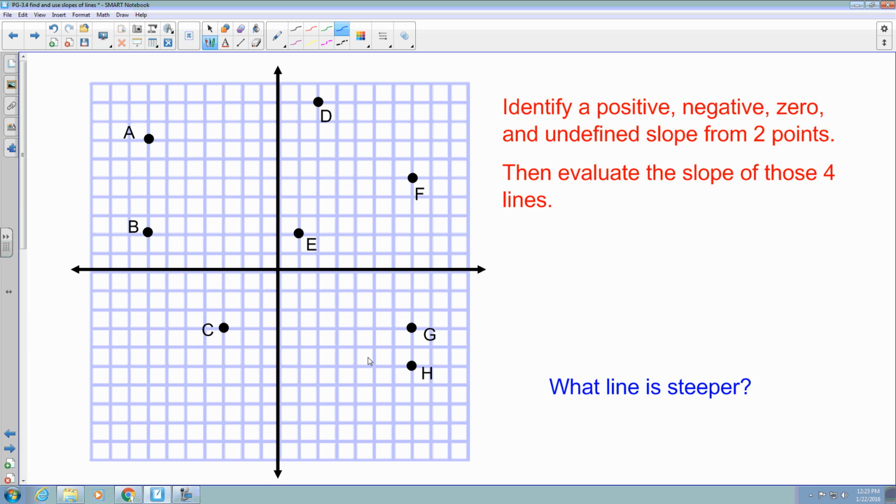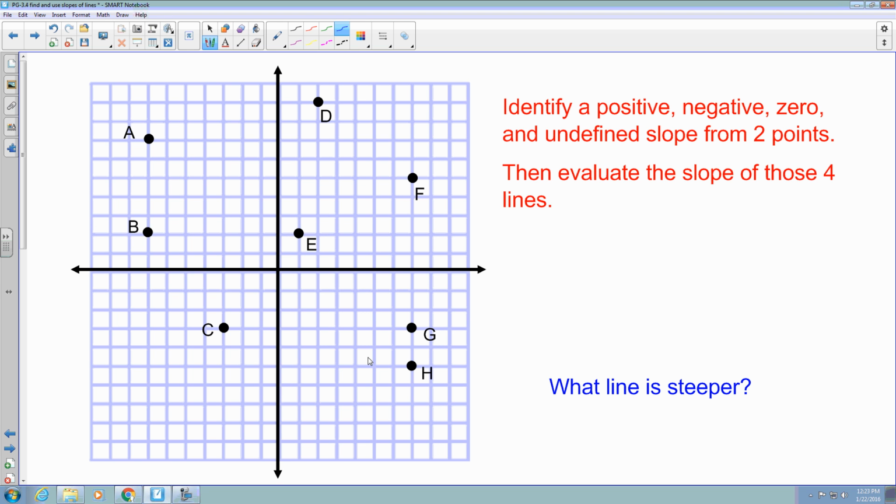So in this particular instance here, it says identify a positive, negative, 0, and undefined slope from 2 points. It says then evaluate slopes of those 4 lines. So in class, you as the student get to choose which ones there are. There are a variety of correct answers, but we were just looking for ones that would make it positive, negative, 0, and undefined.